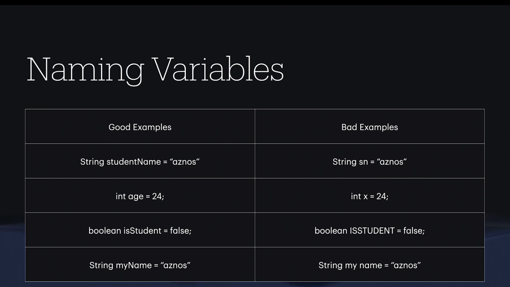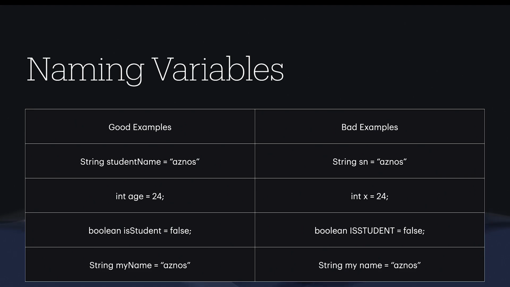The first word of the variable should always be lowercase, and the second word, or any words that start after it, should be an uppercase letter. This is called camel case. As you can see, isStudent equals false, which starts with a lowercase letter as the first word, and Student being capitalized since it's the second word. What you don't want to do is make your variable that has two or more words fully lowercase or fully uppercase, as it's not really easy to read.